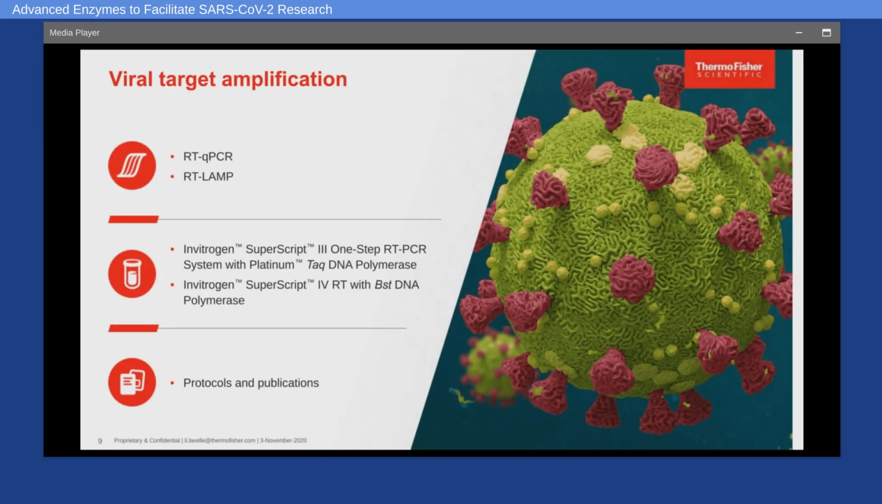Okay, now we can zoom in to talk a little bit more about viral target amplification. I'm going to share two methods, RT-qPCR and RT-LAMP. The featured reagents are listed here: SuperScript III One-Step, SuperScript IV, and also Bst DNA polymerase. I'm going to share a number of publications.